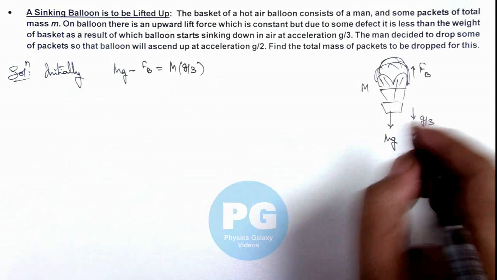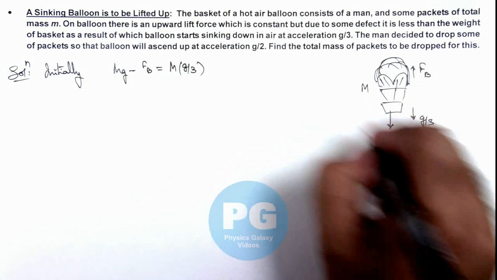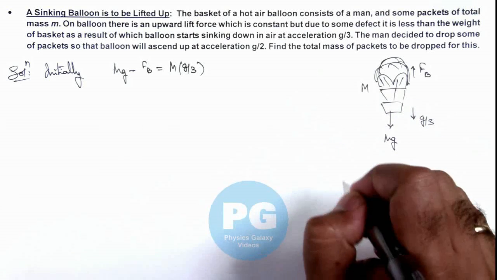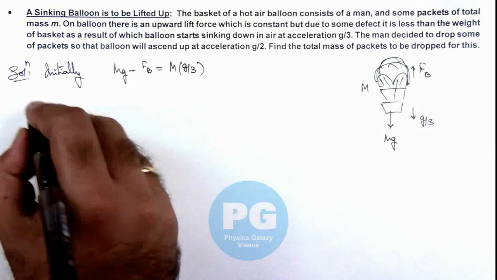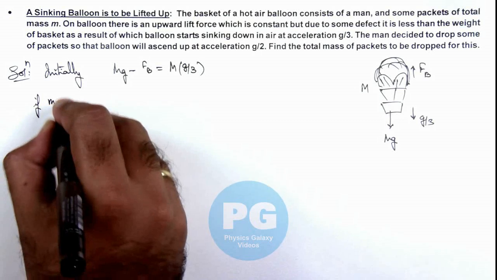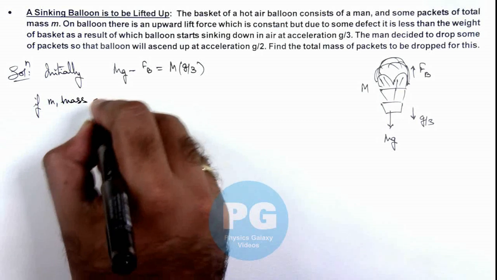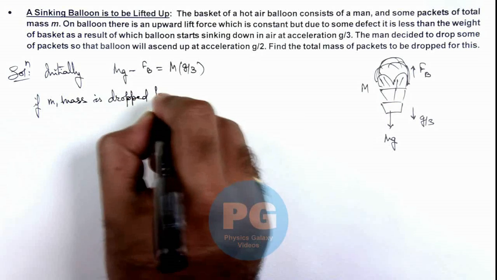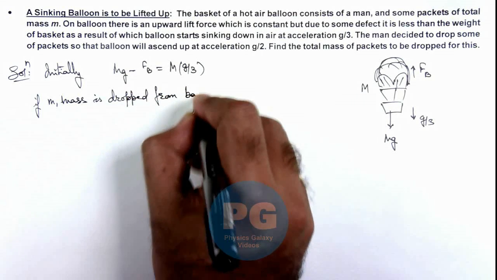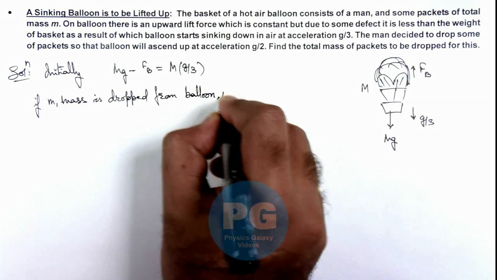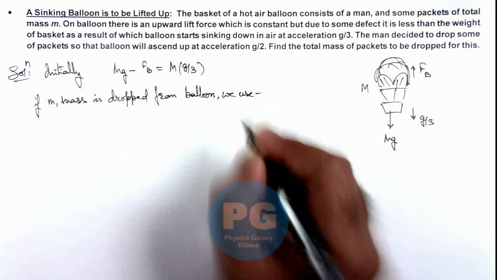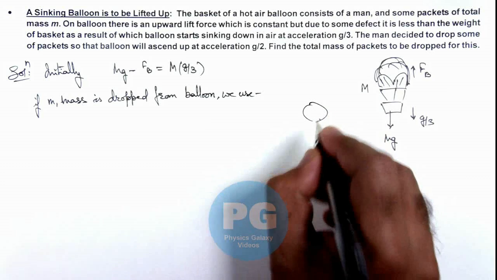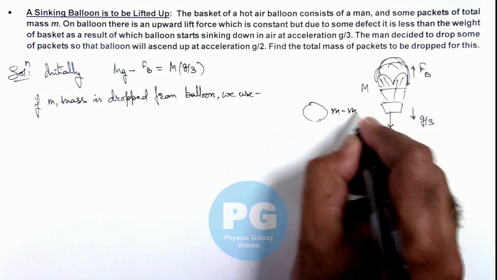And in this situation, as it is going down, now to accelerate it up, say if some mass is removed from it, say if m1 mass is dropped from the balloon, then here if you reduce the mass by m1, you can say in this free body diagram the mass will be m minus m1.